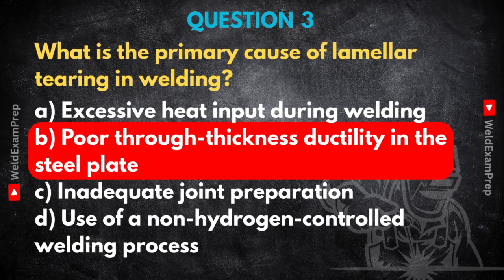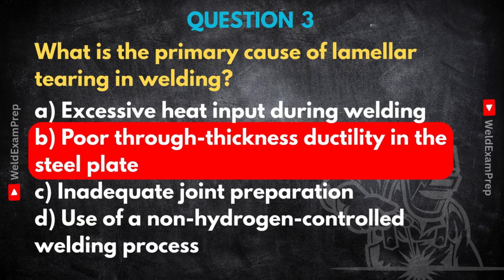Okay. Take option A, excessive heat input. High heat input can lead to larger grain sizes in the HAZ, potentially higher residual stresses overall, which might make tearing more likely if the material is susceptible. But it doesn't create the susceptibility. Exactly. It's not the fundamental cause. Then option C, inadequate joint preparation, poor fit up, wrong groove angle, that kind of thing. That can lead to all sorts of weld quality issues, lack of fusion, slag traps, uneven stress distribution. General bad practice. Right. But again, it's not the underlying material property issue that defines lamellar tearing.